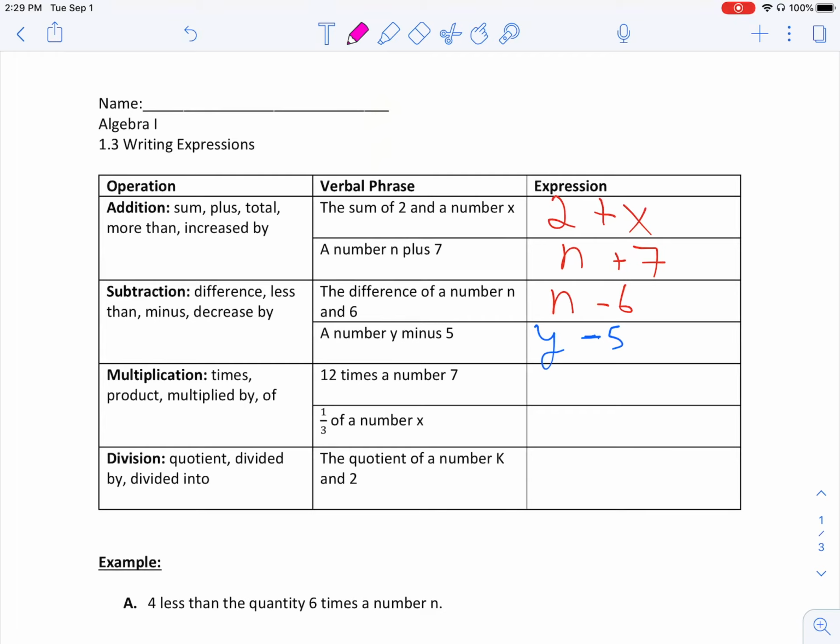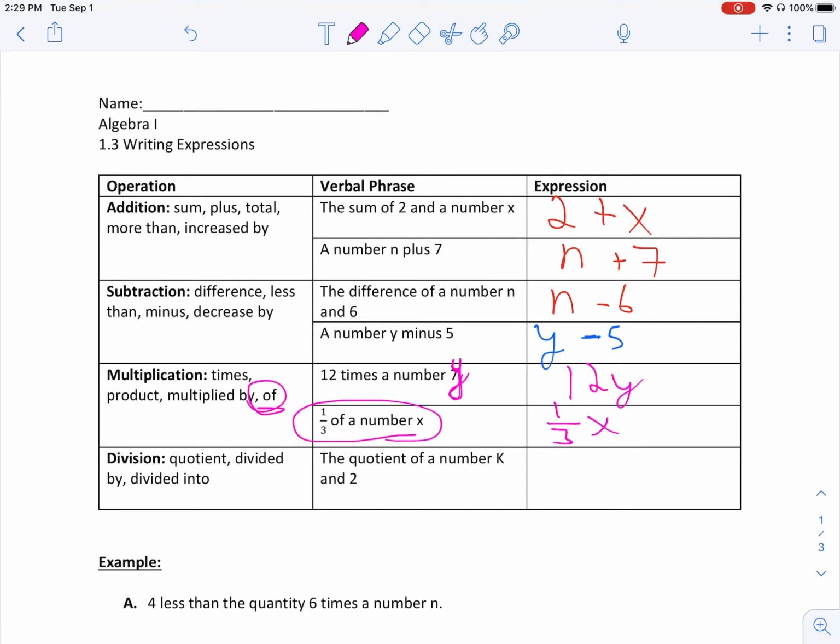Multiplication, when you see the word times, product, multiplied by, I think the most important one you get out of this is the word of. You'll see this 1,000 times, and it's kids miss it all the time. The word of in math means times. So 12 times a number, or let's make this a variable so it's not confusing. So let's make that 12 times the number y, so it would be 12y. And then 1/3 of a number x. So like I said, this is the big one. This is what the kids overlook all the time. Literally, 1/3 of a number x is 1/3 times x.